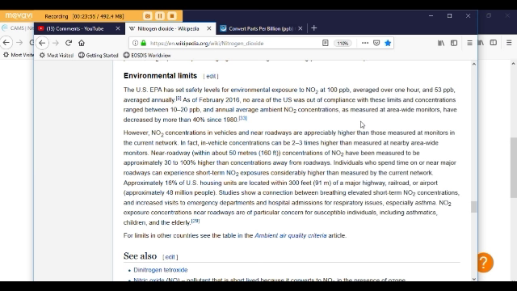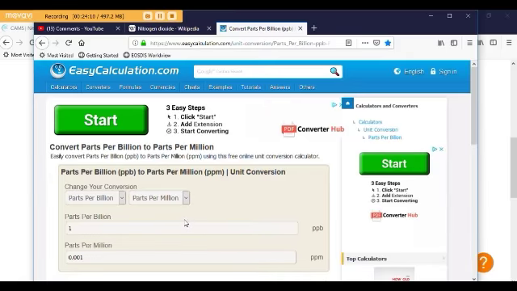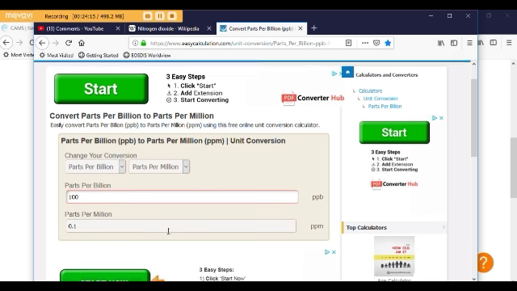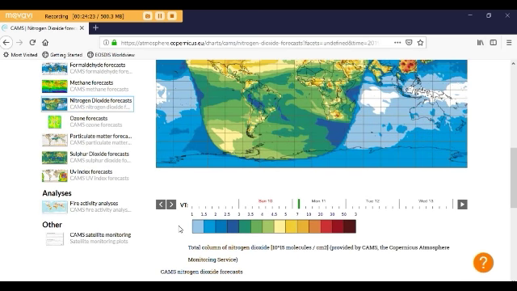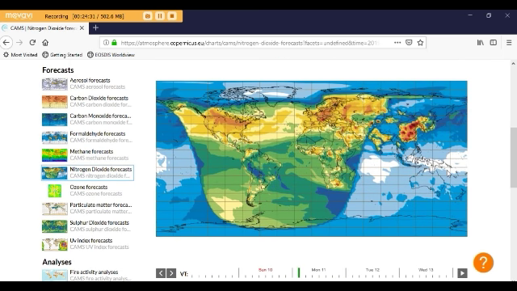So let's look at that. Let's look at these safety limits. So they say 100 parts per billion over an hour and 53 parts per billion annually. So let's convert 100. So 100 parts per billion converts to 0.1 parts per million. So when we look at this chart over here, that's below the blue range. And I don't see anything below the blue range, do you?